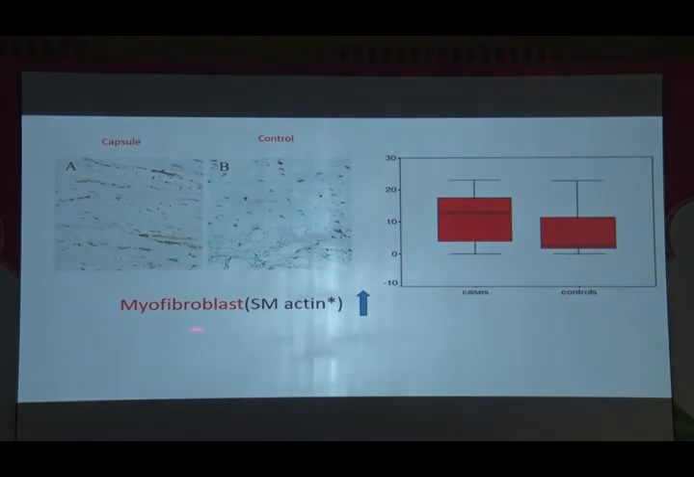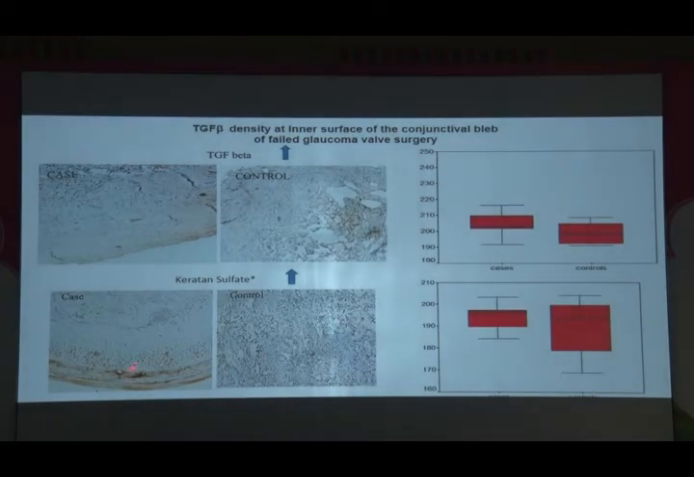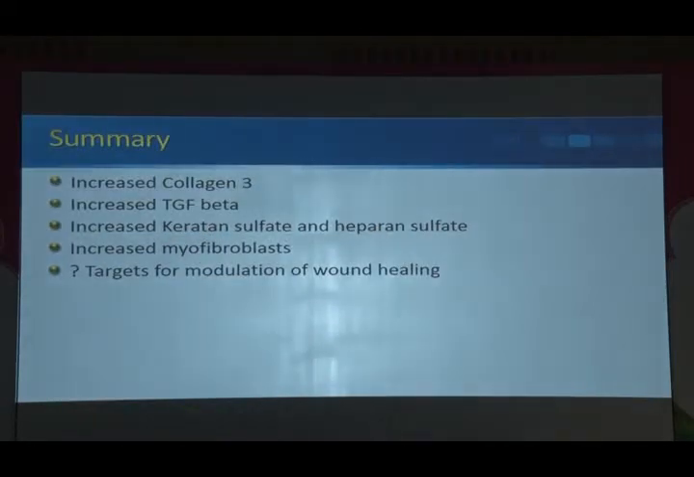We also found that the myofibroblasts become much more numerous, and this is a critical finding, which I'll tell you why in just a moment. And if you look at cell proliferation markers, years afterwards they actually decrease with time, but even though they decrease, there is still activity going on. If you label the shunt with TGF-beta antibodies, the expression is increased, and so also with keratan sulfate, which is a glycosaminoglycan. So in summary for this part, we have increased collagen 3, increased TGF-beta, increased extracellular matrix proteins, and an increased number of myofibroblasts.